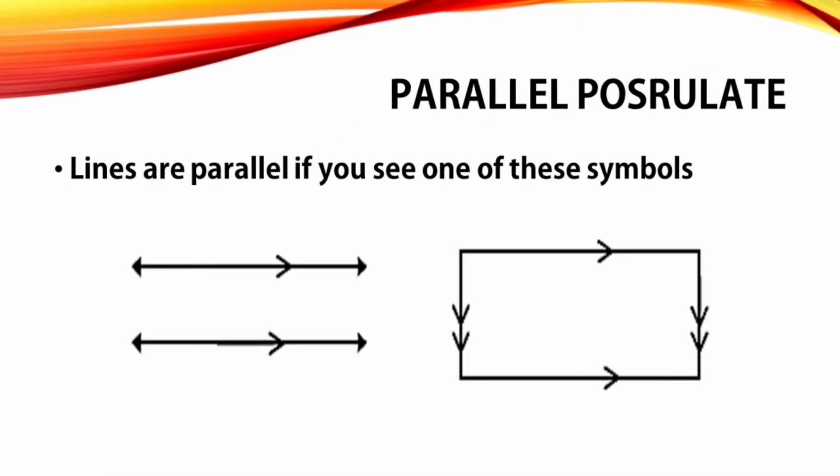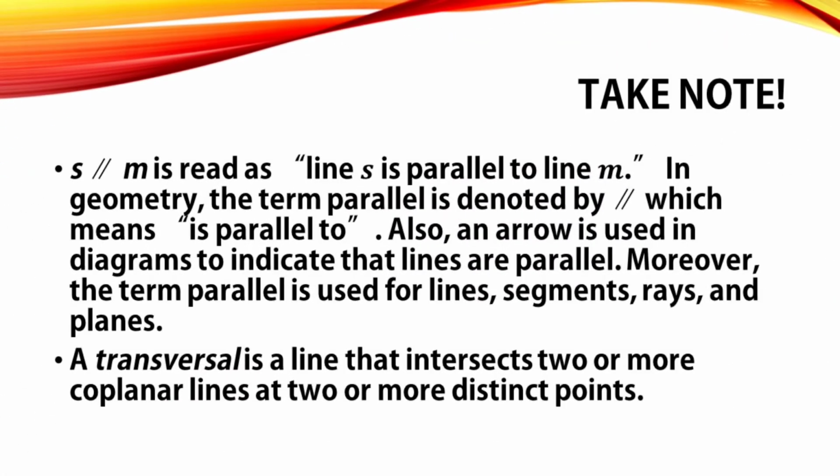If we can see any of these symbols, then we can surely say that these lines are parallel. Take note that S // M is read as line S is parallel to line M. In geometry, the term parallel is denoted by a double slash, which means "is parallel to." Also, an arrow is used in diagrams to indicate that lines are parallel. Moreover, the term parallel is used for lines, segments, rays, and planes. A transversal is a line that intersects two or more coplanar lines at two or more distinct points.